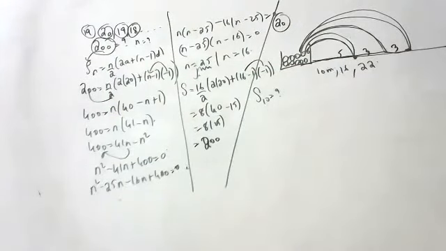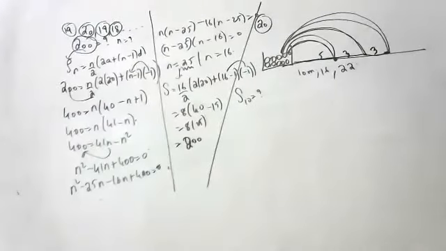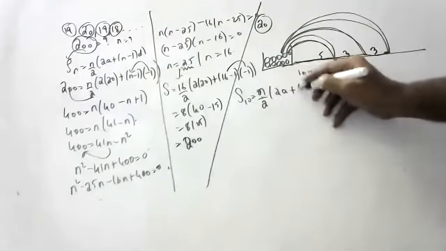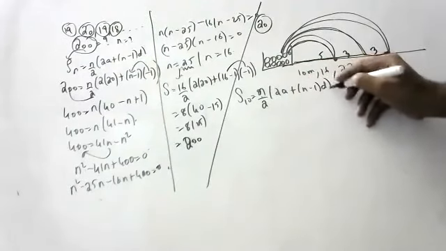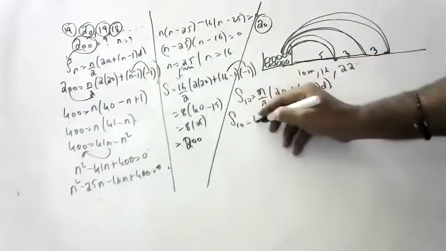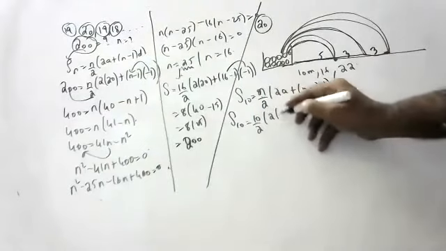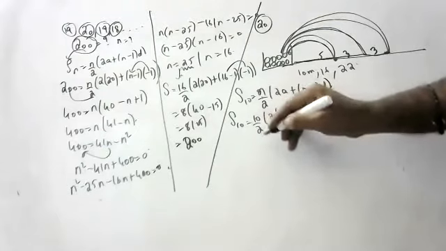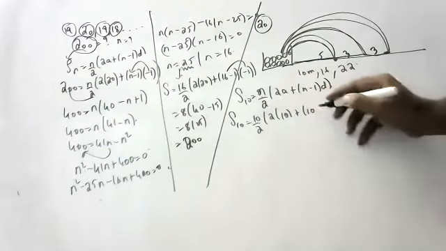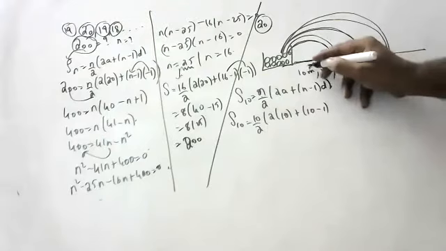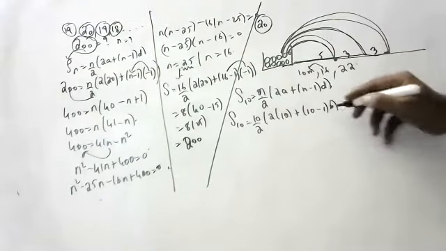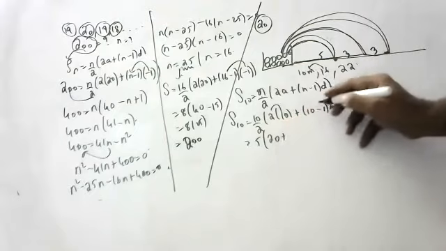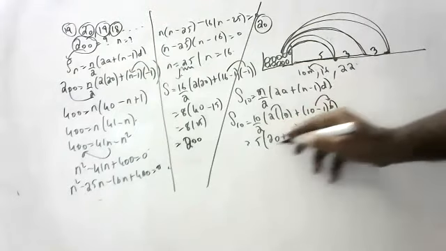Varshini? Yes, sir. S n formula is n divided by 2 into 2a plus n minus 1 into d. S10 is equal to 10 divided by 2 into 2 into 10 plus 9 into 6. First one is 10 only, no? Yes, 10. How much difference? 6. So 5 into 20 plus 9 into 6, that is 54.